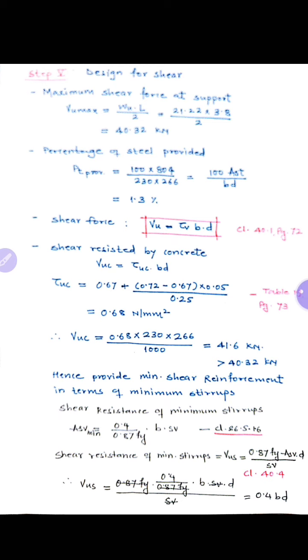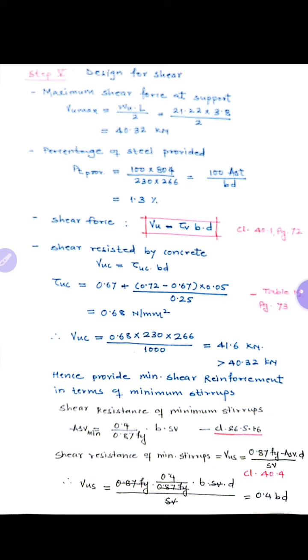Based on this, we are going to calculate VUC. This VUC is equal to 0.68 into 230 into 266. What is this VUC? It is tau UC BD. Why is it divided by 1000? Because I want the value in kilonewton. So this comes out to be 41.6 kilonewton, and this value is slightly greater than 40.32 kilonewton. So this is actually safe.